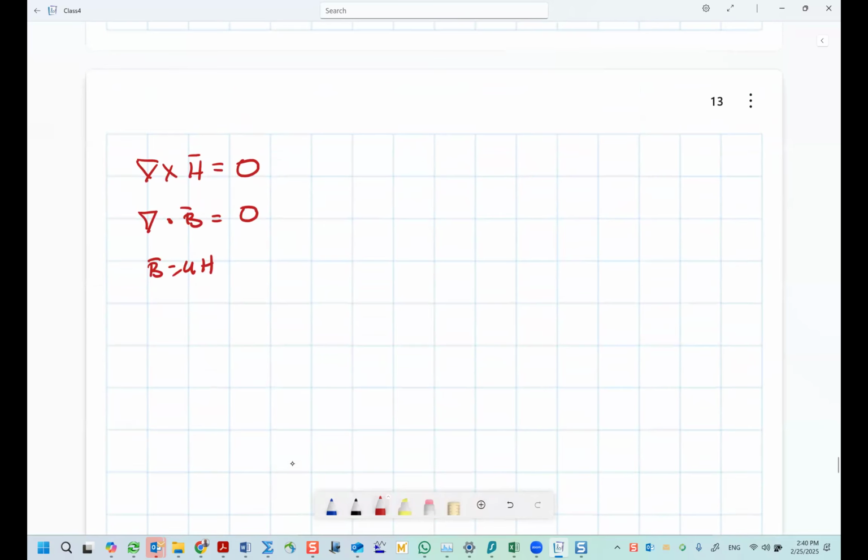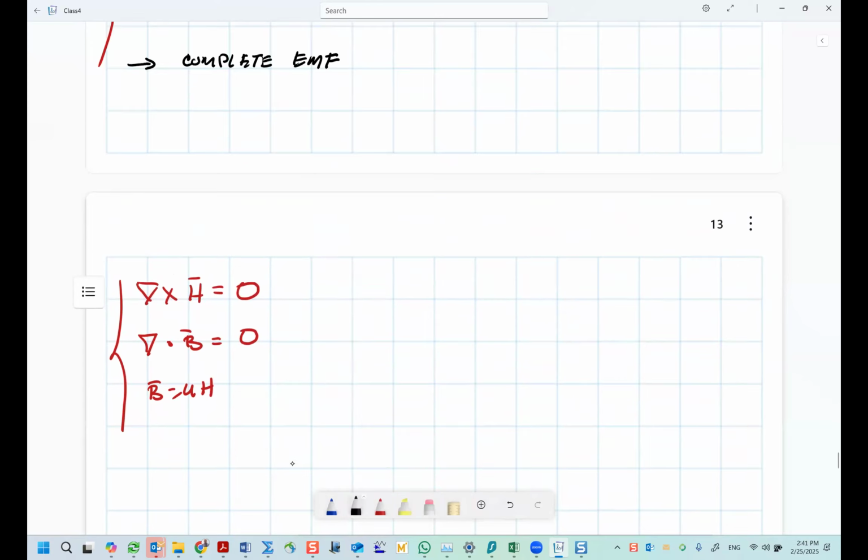So if you see these equations, which are the equations of magnetostatics, you can go and solve them in different ways. You can go directly for fields, right? You take the curl of H, you take the curl equals to 0, and so on. You can go that way, right?